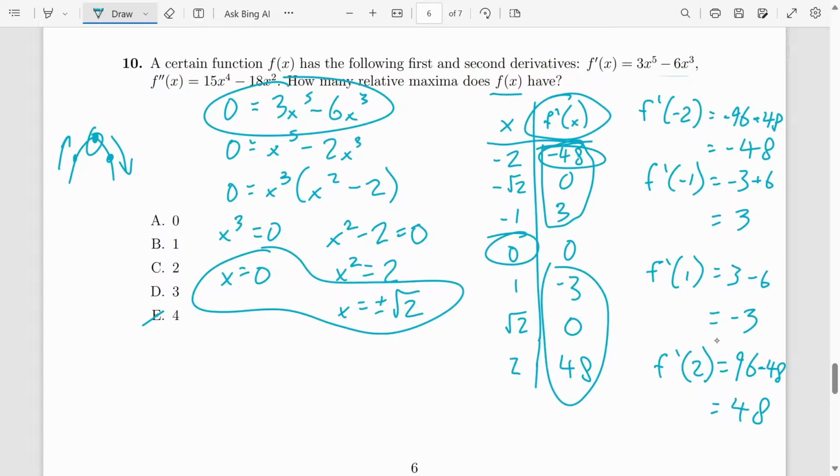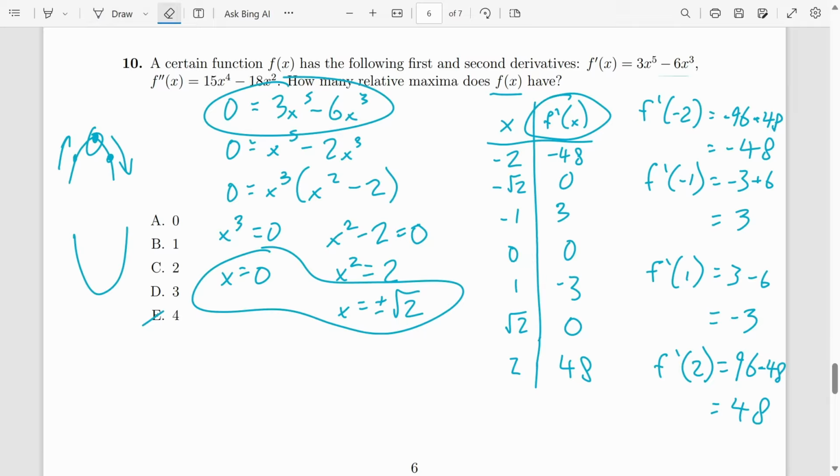It starts out with a negative slope and then ends with a positive slope. That looks like that. So in this case, we've only got one relative minima, one critical point that is a, no, I mixed that up. We only have one relative maxima, one critical point that becomes a relative maxima. So our answer choice is B.